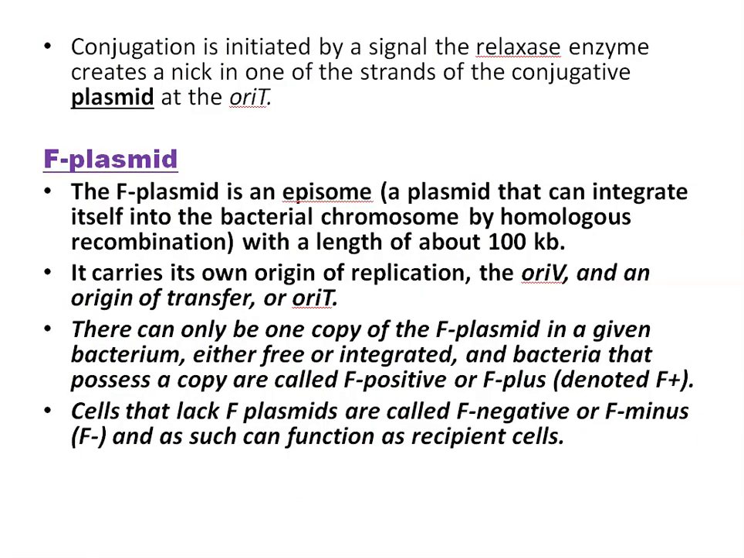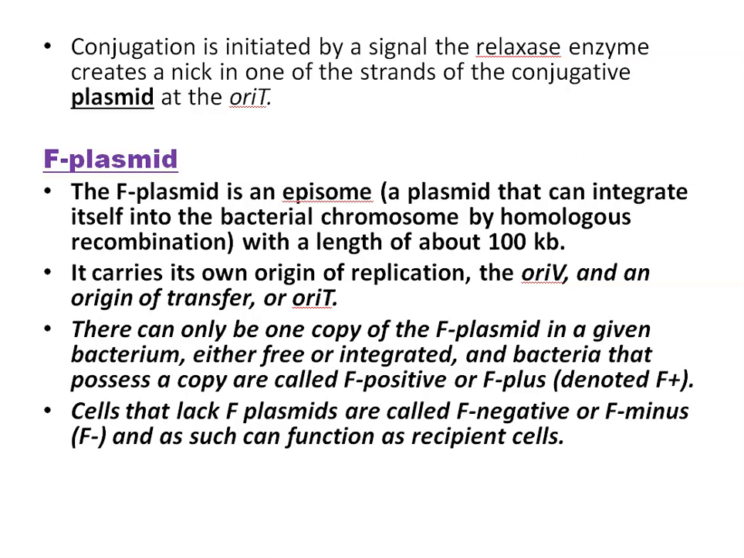Conjugation is initiated by a signal when relaxase enzyme creates a nick in one strand of the conjugative plasmid at the ORI-T region. Now, what is this plasmid, ORI-T and all, right? So before starting with the conjugation process, we will first discuss what this F plasmid is. F plasmid is an episome. Episome means a plasmid that can integrate itself into the bacterial chromosome by homologous recombination.